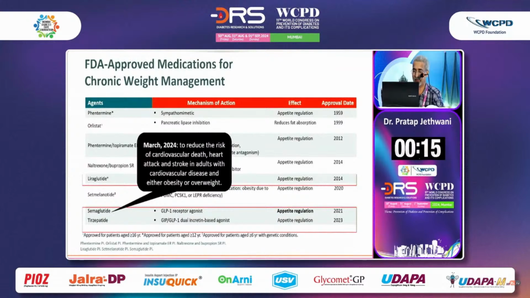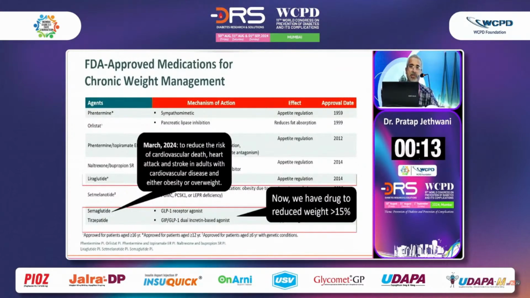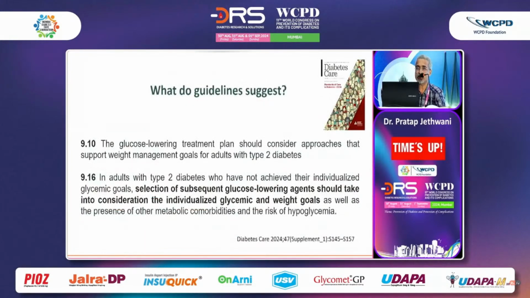And tirzepatide, this is the molecule which has changed the way we look at obesity management. They can provide weight loss up to the extent of 10 to 15% or more than 15%, equivalent to bariatric surgery. And the further newer agent, retatrutide, that is a triple agonist, there is a weight loss to the tune of 25%. So guidelines now say that the selection of glucose lowering agents should take into consideration the individualized glycemic as well as weight goals.